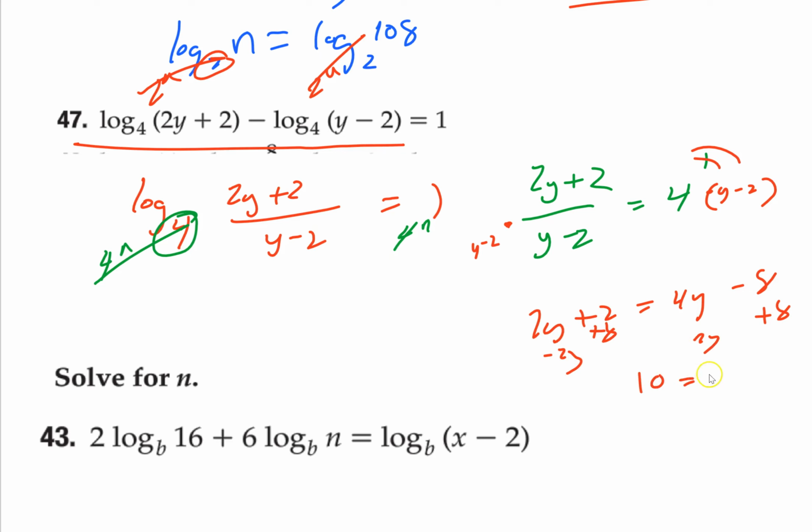I get 10 equals 2y, because 4 minus 2y. Divide by 2. Y equals 5. Check your work. If I plug it in, I get a positive. That's good. Plug it in, I get a positive. I'm all set. So that's how you solve.